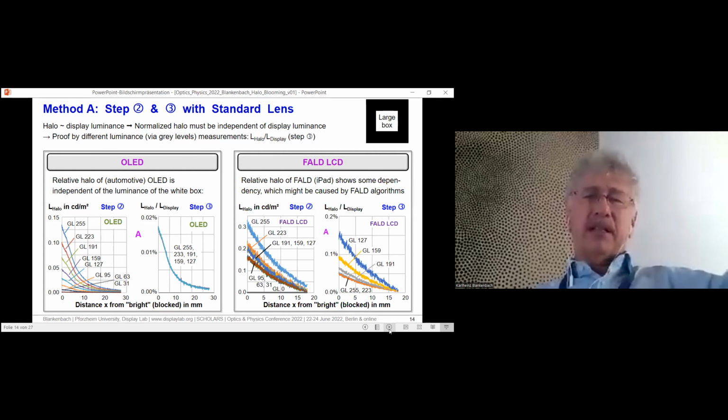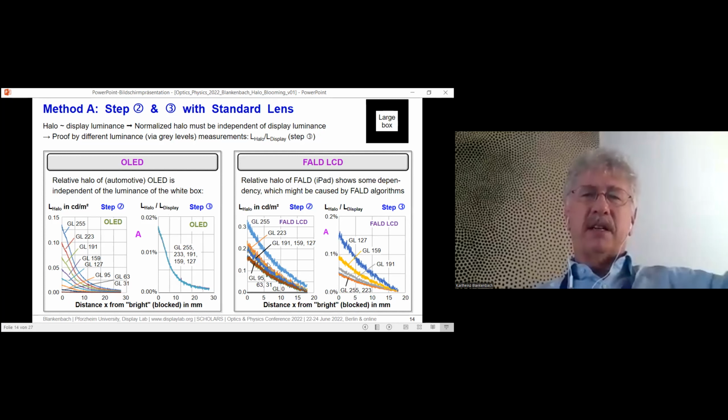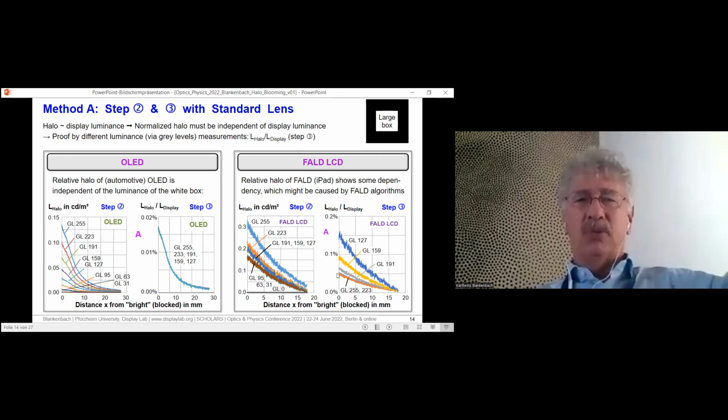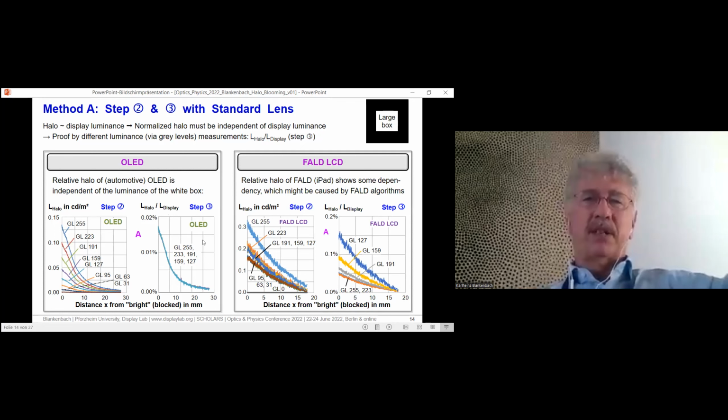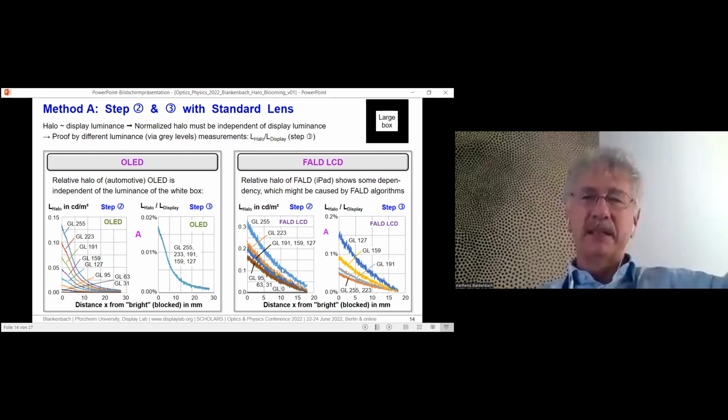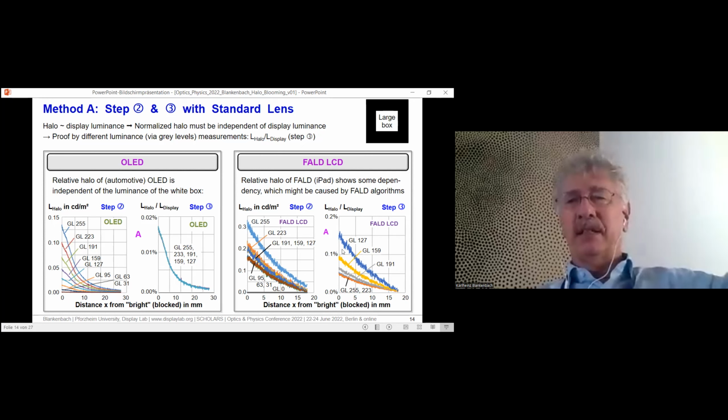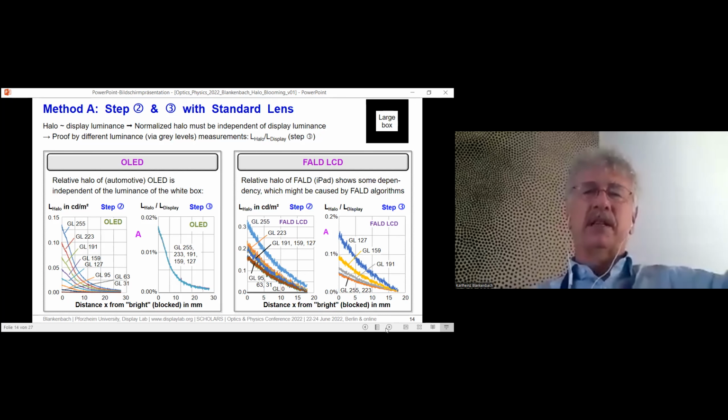On FALD LCD, it looks a little bit different. The curves here are the same for the halo measurements. However, the normalization shows that it's not the same result. This means for this FALD LCD, the percentage of halo divided by the display luminance is not independent. And this needs further study as well.